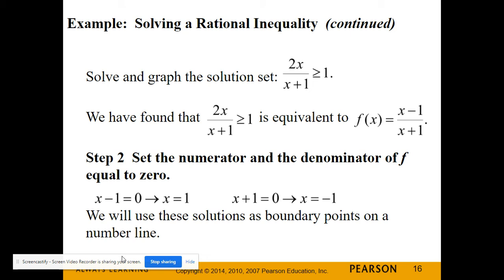All right, so step 2 is set the numerator and the denominator of f equal to 0. So we're going to go through a lot of the steps that we did when we were graphing rational functions, now that we're graphing a rational inequality. So we're going to set the numerator and the denominator equal to 0. When you set the numerator equal to 0, you get x equals 1. When you set the denominator equal to 0, you get x equals -1. These are going to be your two boundary points.